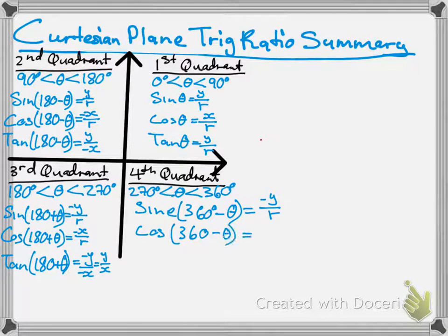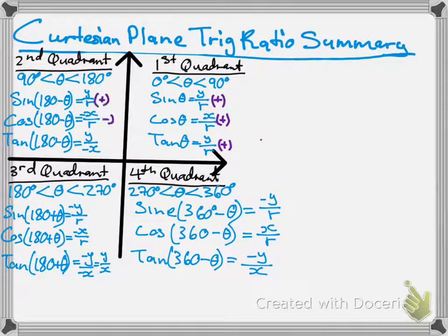In the second, obtuse angles. In the third, reflex angles between 180 and 270 degrees. And in the fourth quadrant, reflex angles between 270 and 360 degrees. Okay, so this is the summary of trig ratios in a Cartesian plane.